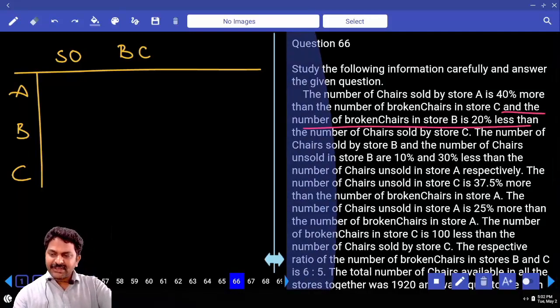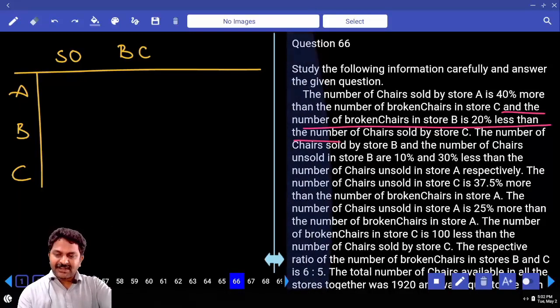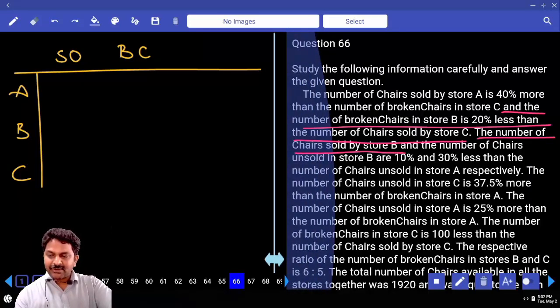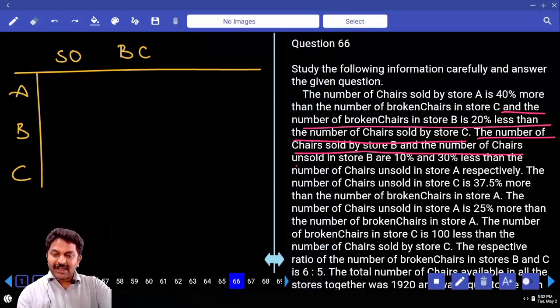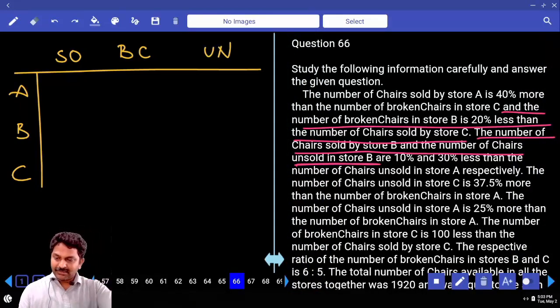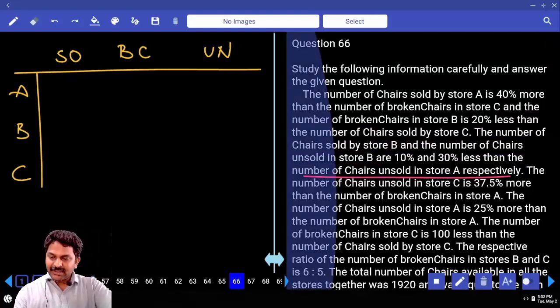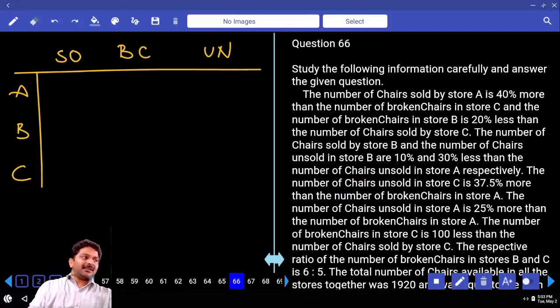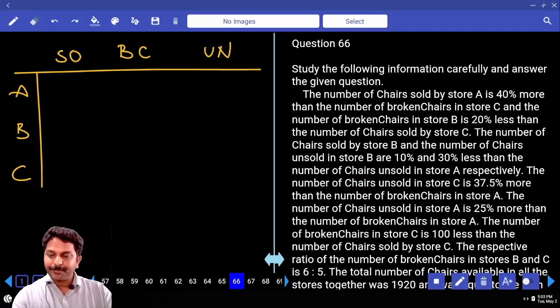The number of broken chairs in store B is 20% less than number of chairs sold by store C. Chairs sold by store B is number of chairs unsold. Here also they are talking about unsold. Right. So again the same information is coming. So now we have the framing. Now let's try to fill the gap.